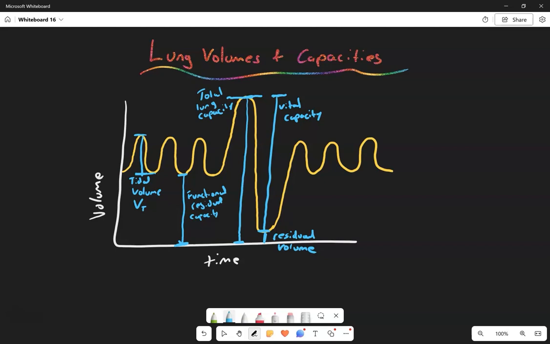So if we look at your residual volume plus the vital capacity, those two things equal your total lung capacity. And so those are the different lung volumes and capacities that we tend to use to measure lung functionality in different mammals.